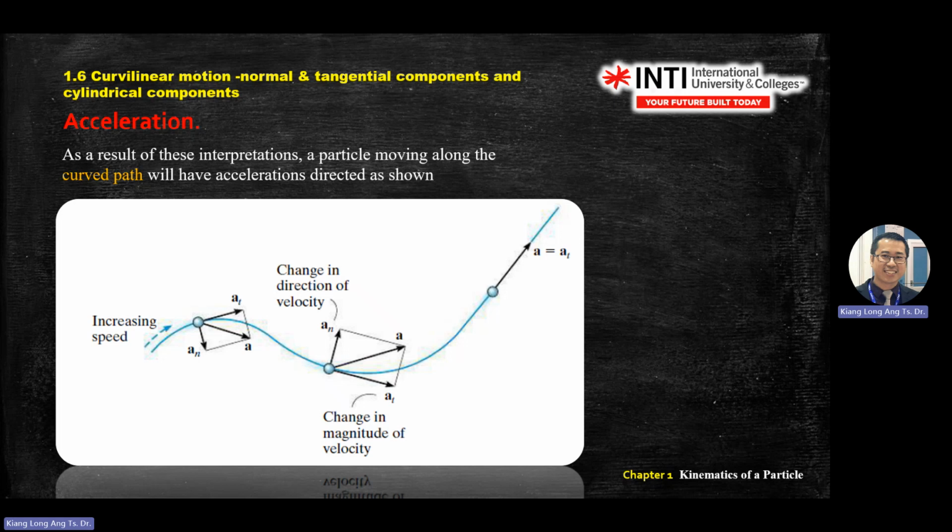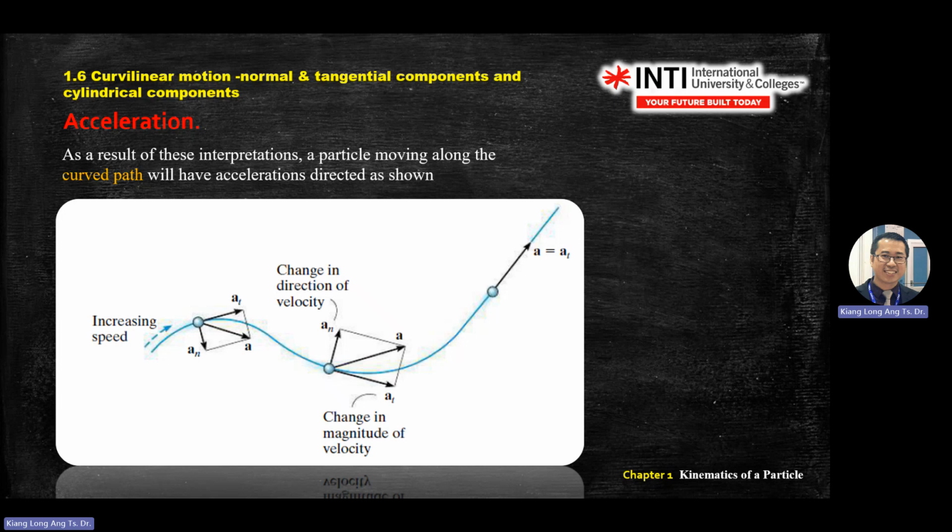Same with this one. This curve, where is the center? Over here. So the normal will be pointing inside the curve. So this is a curve, establish the T and N axes. Once you find a_t and a_n, you can find the resultant. Then the angle you can find with the tangent relationship.